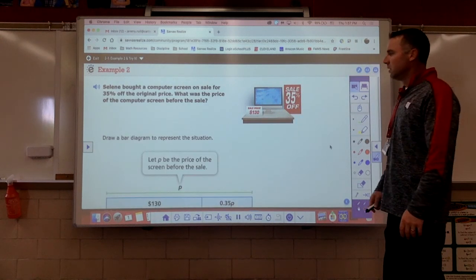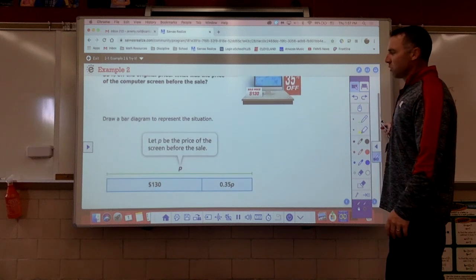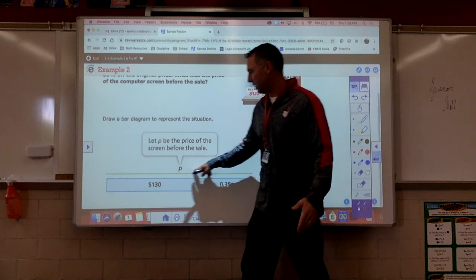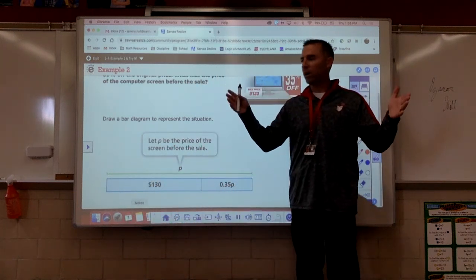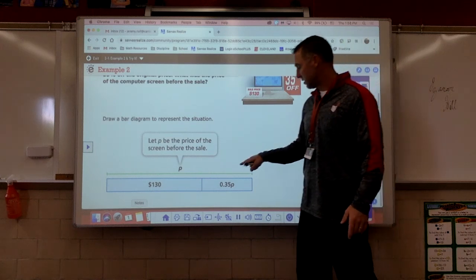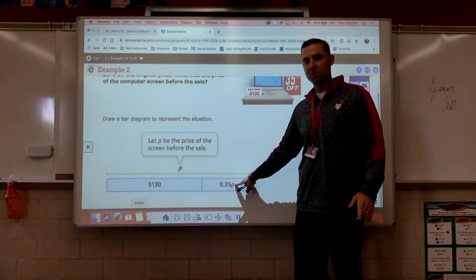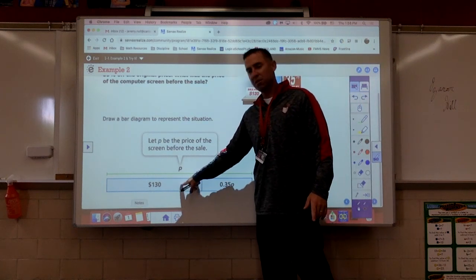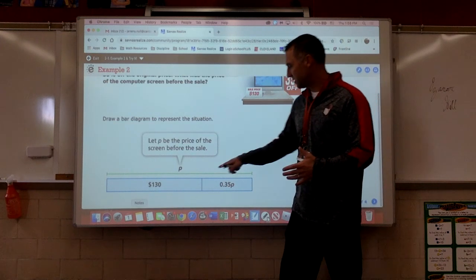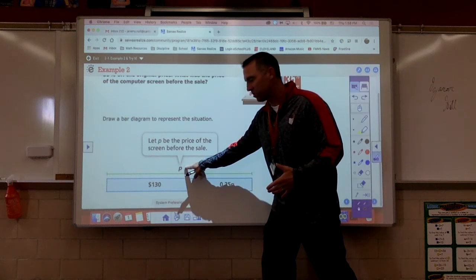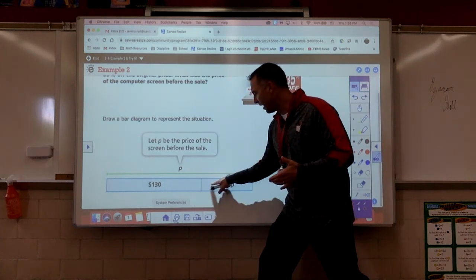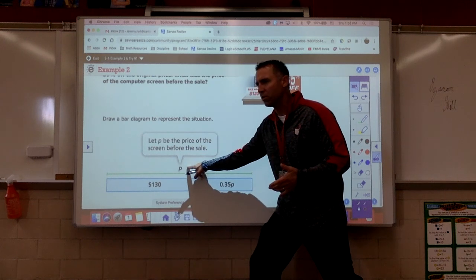So, once again, we could draw a bar diagram for this. Now this one is a little bit different because we do not know the total cost for this computer screen. All we know is they took off 35% of the price, and she still had to pay $130. Together these two would equal the total price. But if we don't know the total price, I can't add these two together to be equal to this.